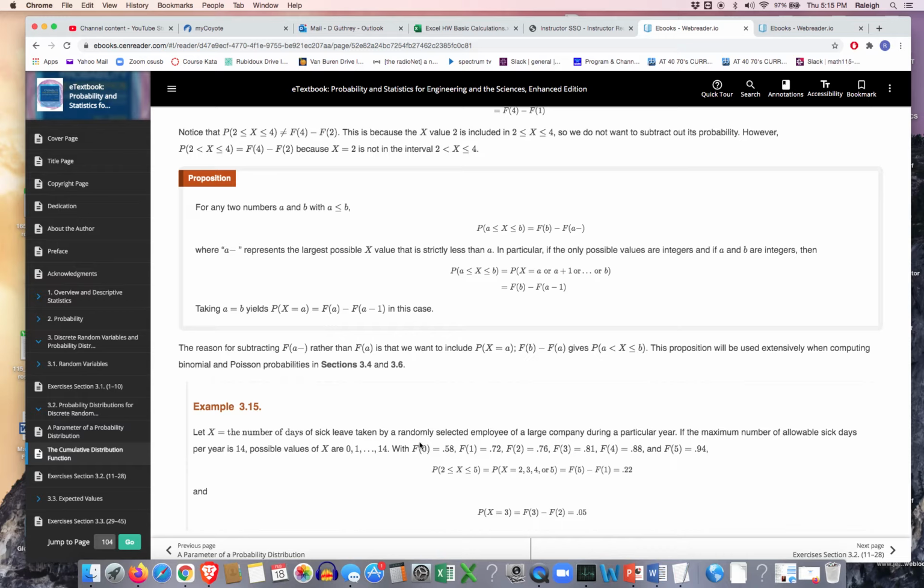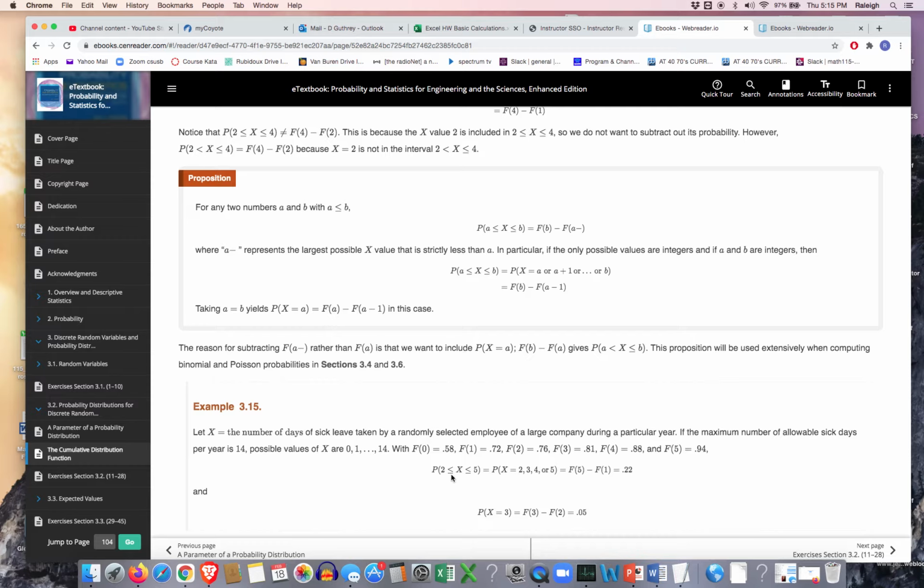So anyway, this f of 0 is the same thing as just p of 0 because all you have is 0 to look at. Now, f of 1 is the 0 and the 1, so you see it's jumped up to 72% cumulatively. That is at most 1 sick day used. At most 2 sick days used is 76%, and they stopped keeping track at 5. So that's between 0 and 5 sick days used, 94%.